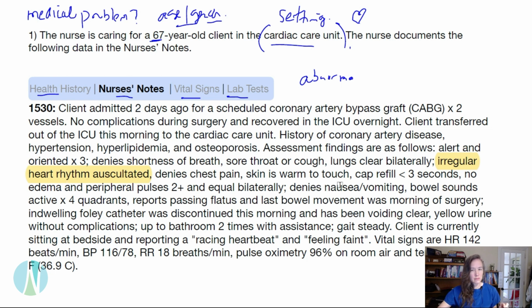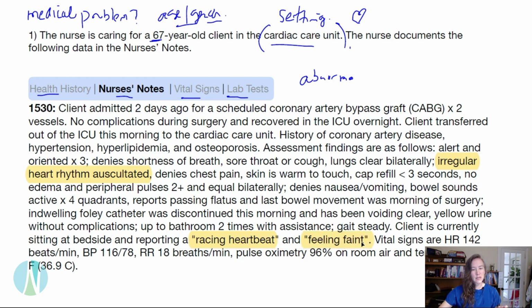Denies nausea and vomiting, bowel sounds active times 4 quadrants. Reports passing flatus, and the last bowel movement was morning of surgery. And remember, that was 2 days ago. So they haven't had a bowel movement in 2 days, that's okay. Indwelling Foley catheter was discontinued this morning and has been voiding clear yellow urine without complications. Up to bathroom 2 times with assistance. The gait is steady. Client is currently sitting at the bedside and reporting a racing heartbeat. Oh, not good. And feeling faint.